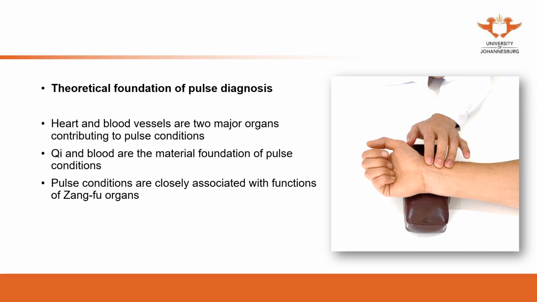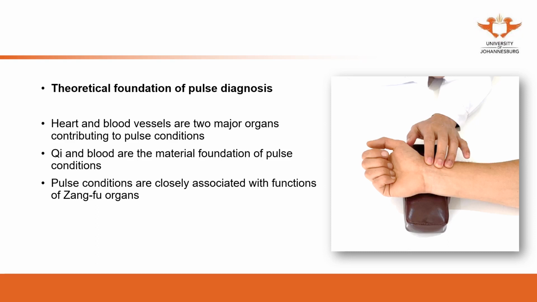The pulse condition is also related to the liver function. How can they relate to each other? The liver stores blood. So the liver can control how much blood is in the circulation system and how much blood is stored in the liver. That can control the volume of the blood in the vessels. That's how the liver can affect the pulse condition.